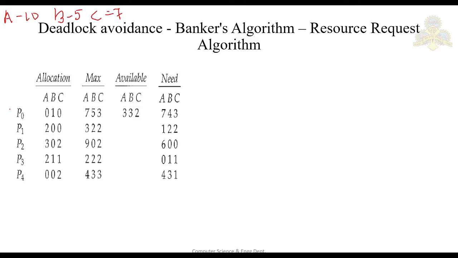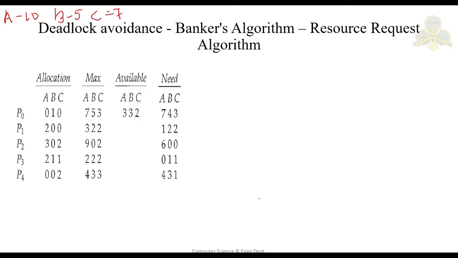Again, we have 5 processes in the system and 3 resources. The maximum resource instances are 10, 5, and 7. So this is the allocation and these are the needs, the currently available and the maximum. Now we will traverse through your algorithm.